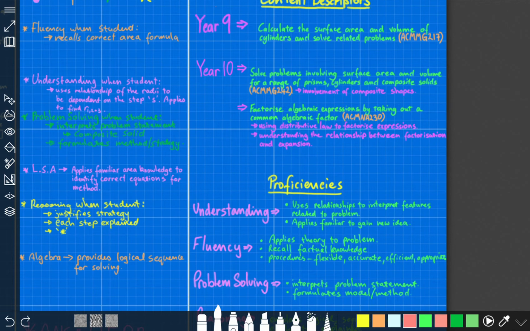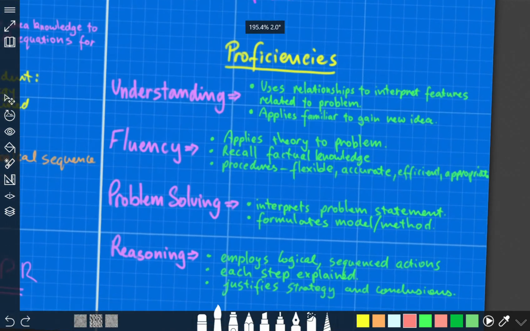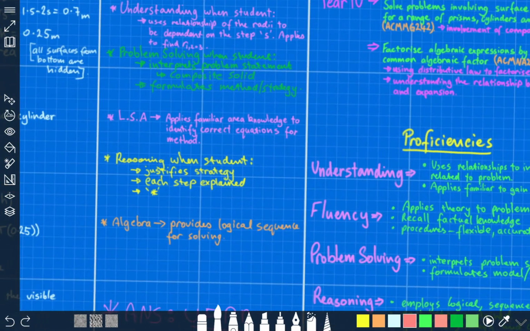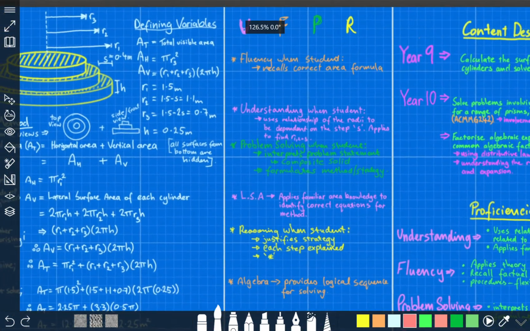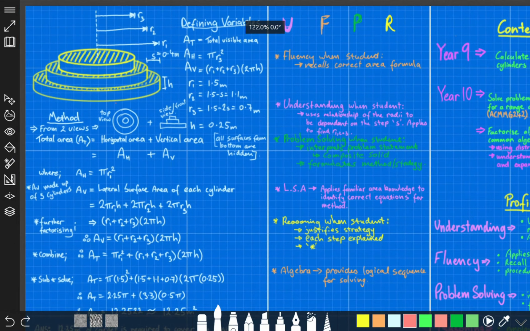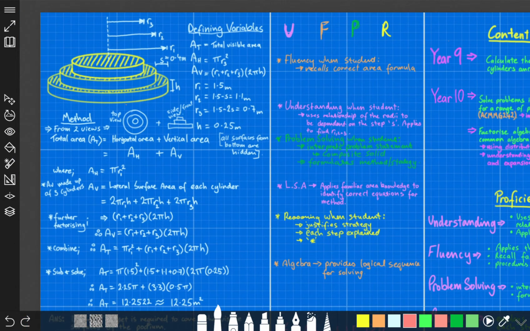Just shows a little bit more proficiencies, and these proficiencies are what we'll be mainly talking about: understanding, fluency, problem solving, and reasoning. There's a little bit of information about what they entail. So just to demonstrate these proficiencies in this question, I'll show you how it's done. So starting with problem solving, I'll start with that mainly because it shows how the question was solved.